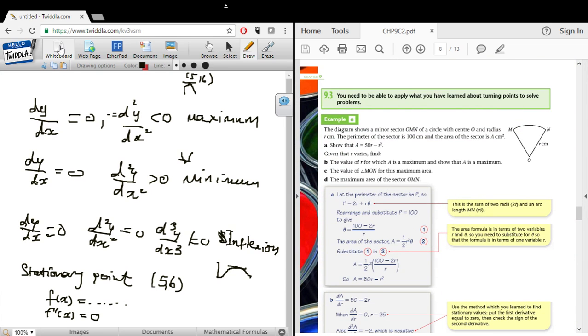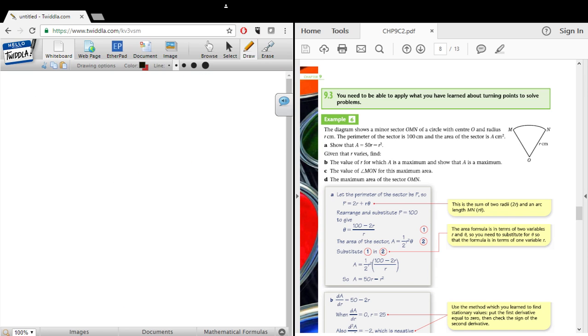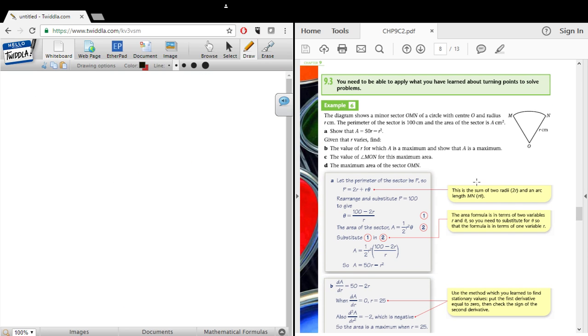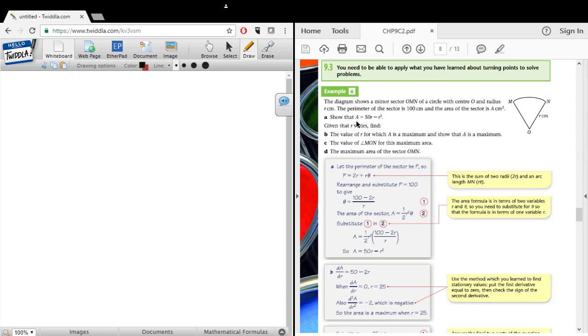Here, in 9.3, we're going to take some practical, applied principles to utilizing differentiation. So you can see that we have this sector of a circle, we have some information, the perimeter, and you're asked to find the area. Okay, so you can see, show that A equals such. Now we know that the perimeter equals the sum of the two radii, 2r, and an arc length. This is something that you should know.